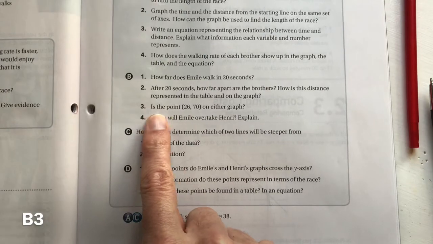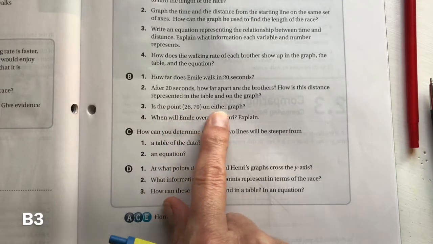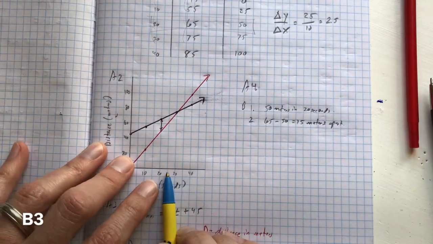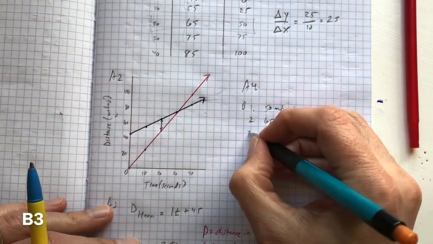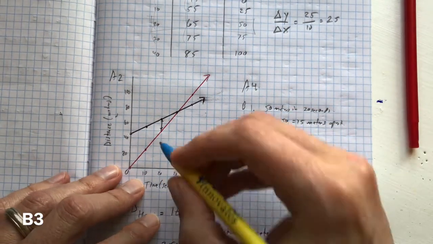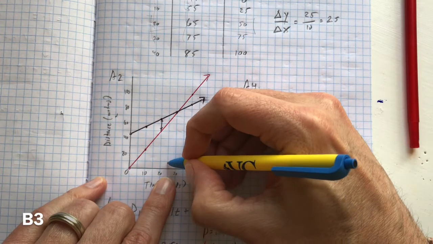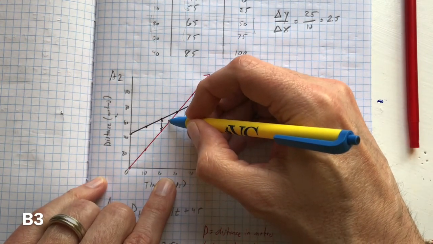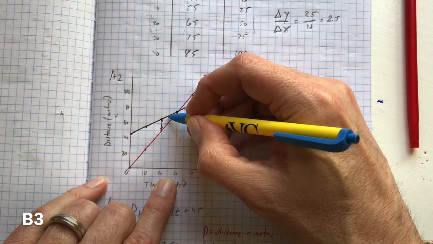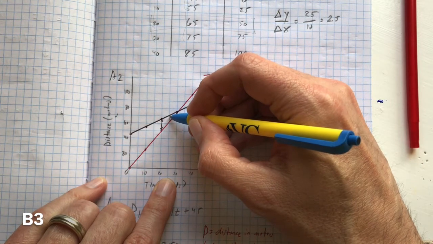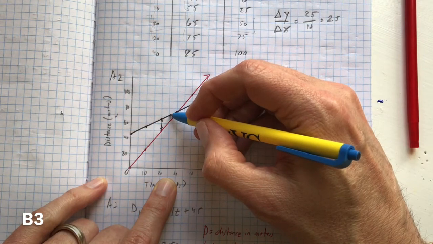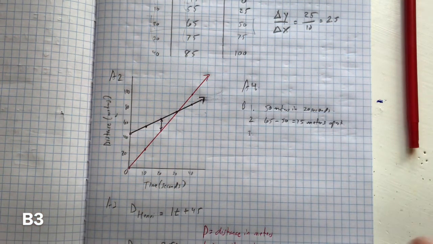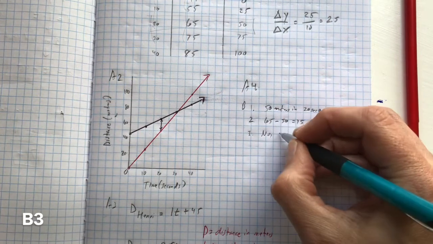Number 3, is the point 26, 70 on either graph? Let's see. 26 would be right around here. So here's 25, so 26 would be a hair over. So if I'm going to move up right here, 25 would come right here. 25 looks right on there, but 26 looks like it's a tiny bit above. And it doesn't hit either graph, so you can see that it's not going to be there. So in this case, no, not on either graph.